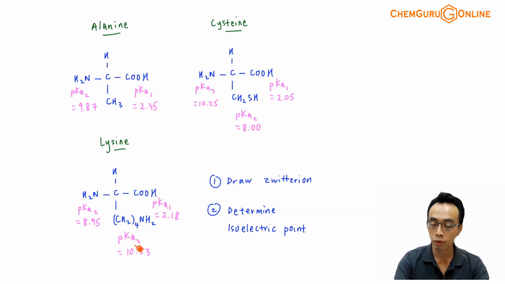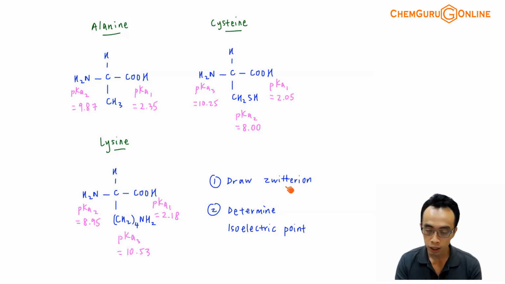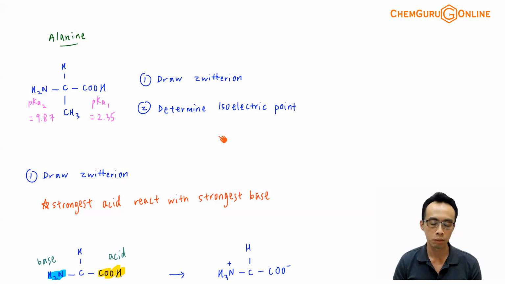So as mentioned, there are two things we want to do today. First, for each of these amino acids, we want to learn how to draw the Zwitterion, and we want to determine the isoelectric point for each of these amino acids. So let's take a look at the first amino acid, alanine. Now alanine, the structure is given here.